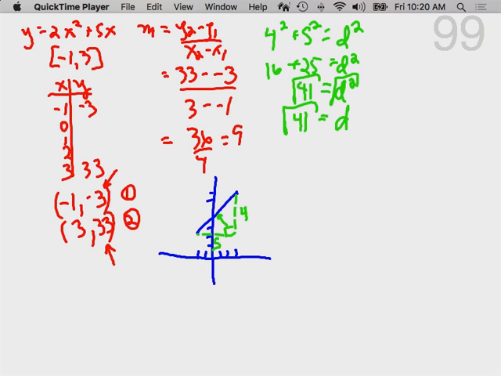Oh, because it doesn't say to round it off anywhere. Done.